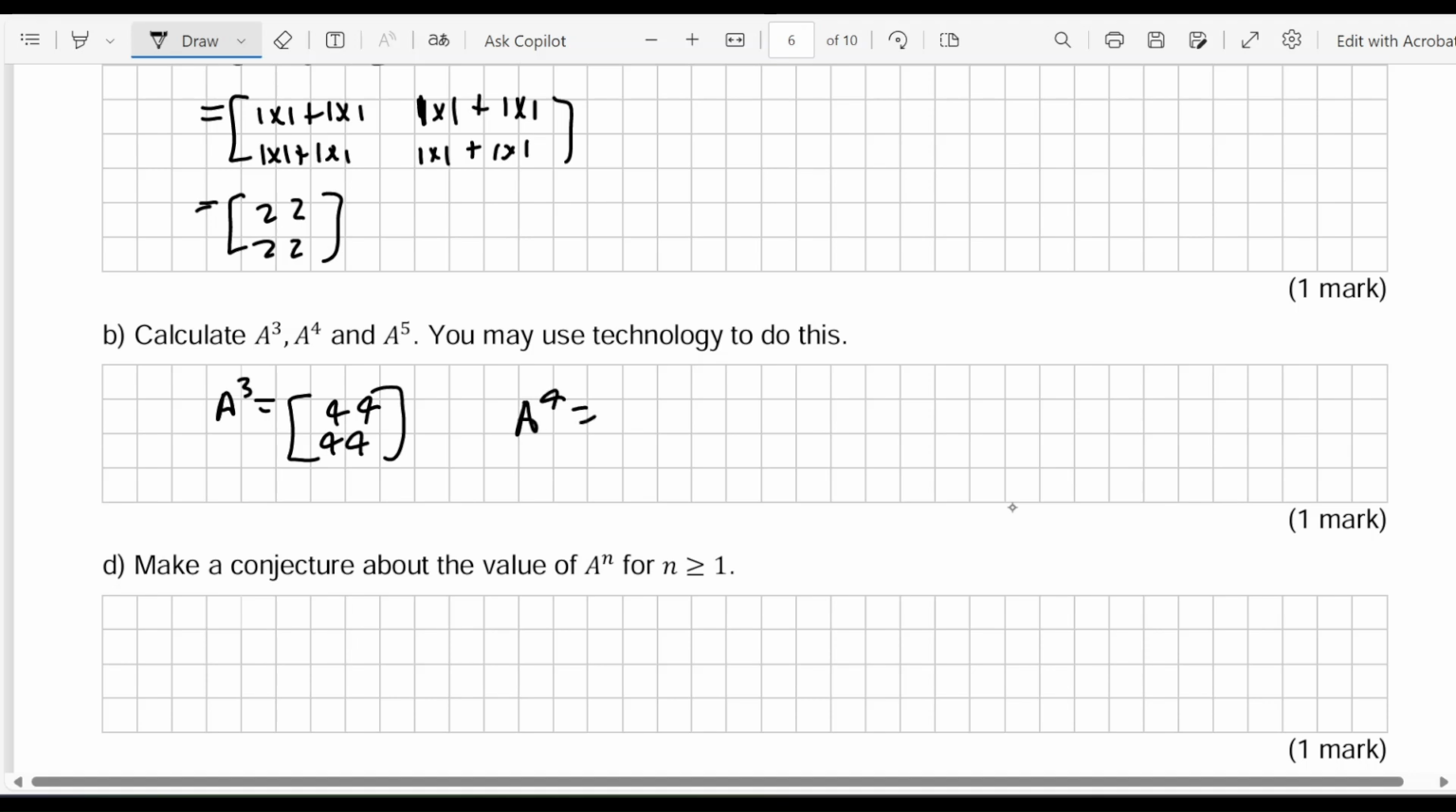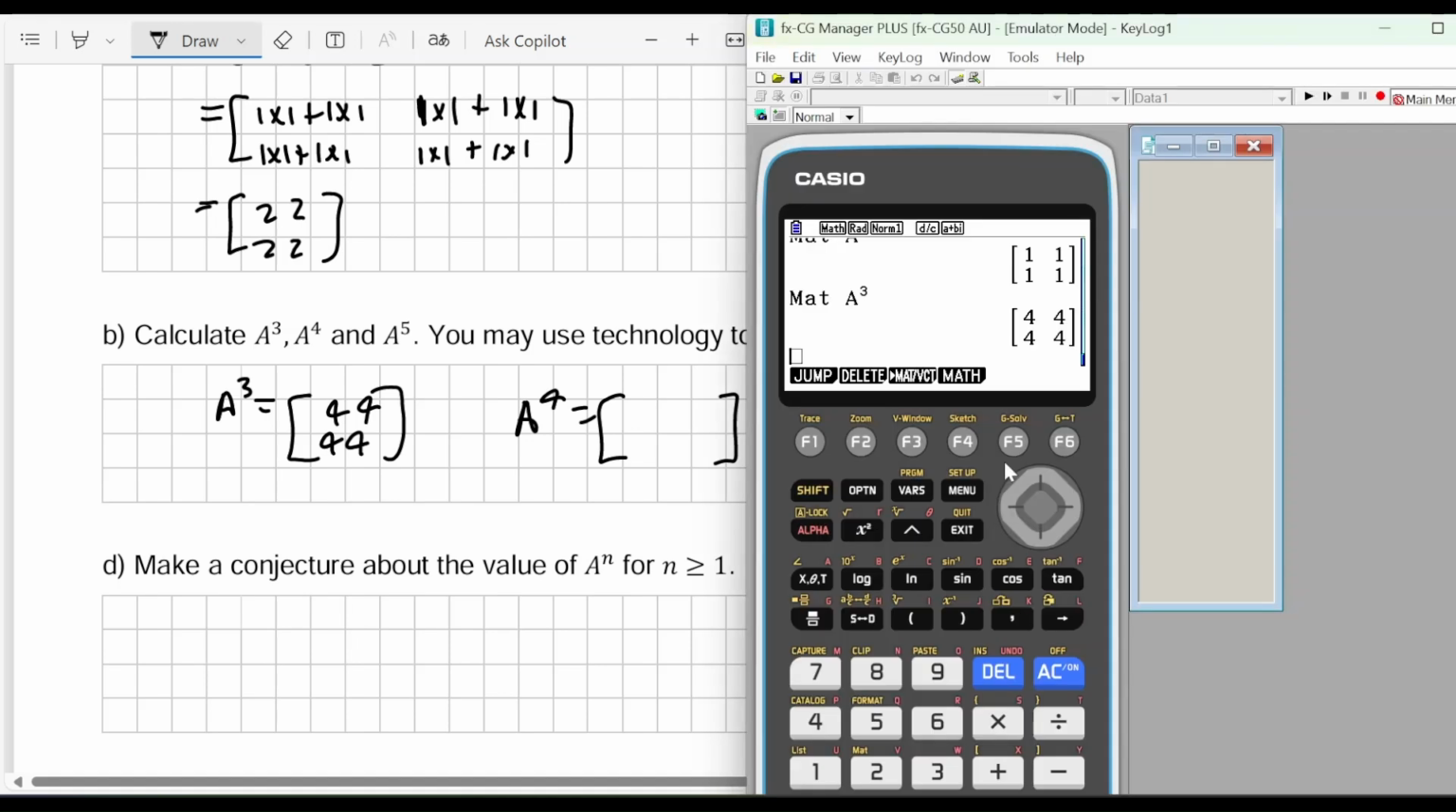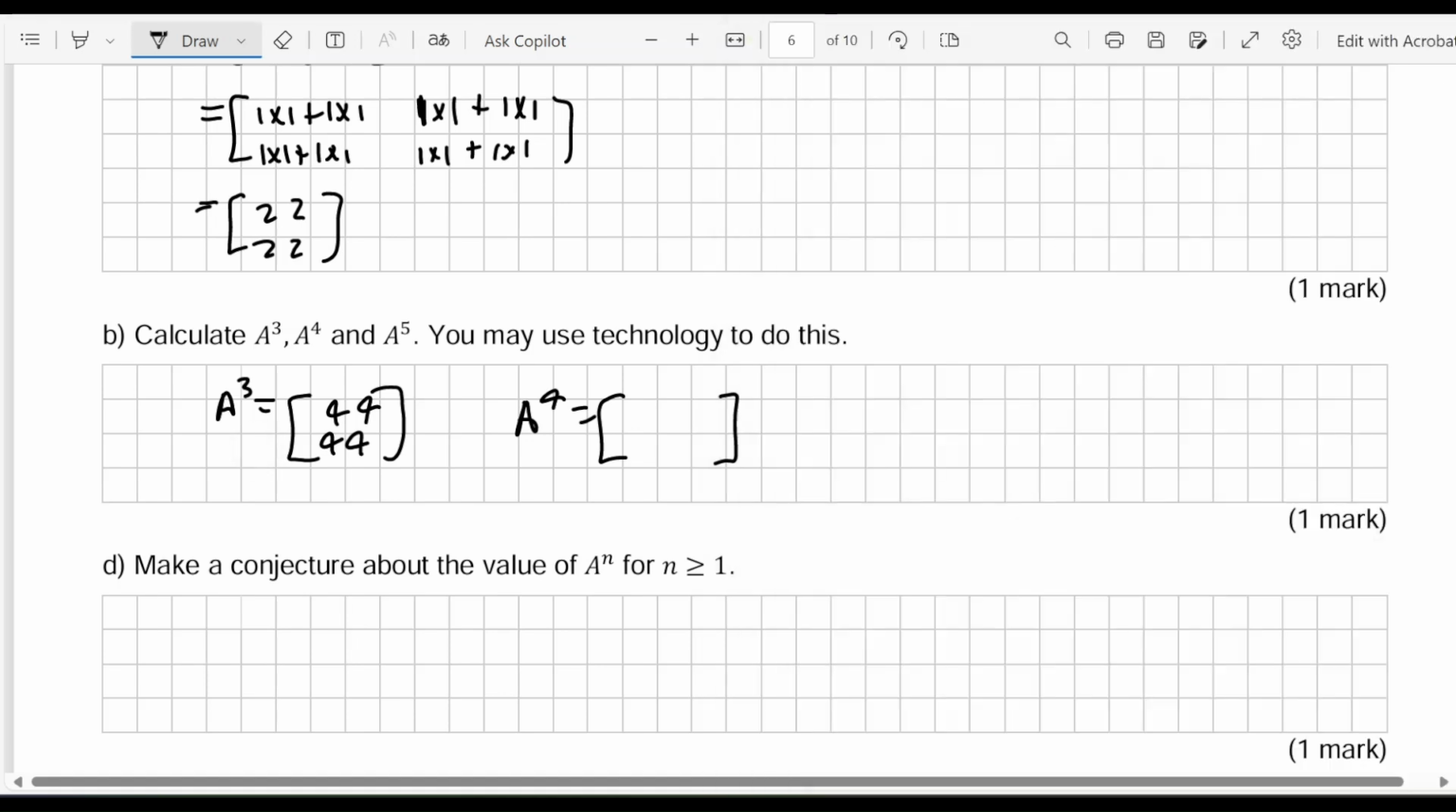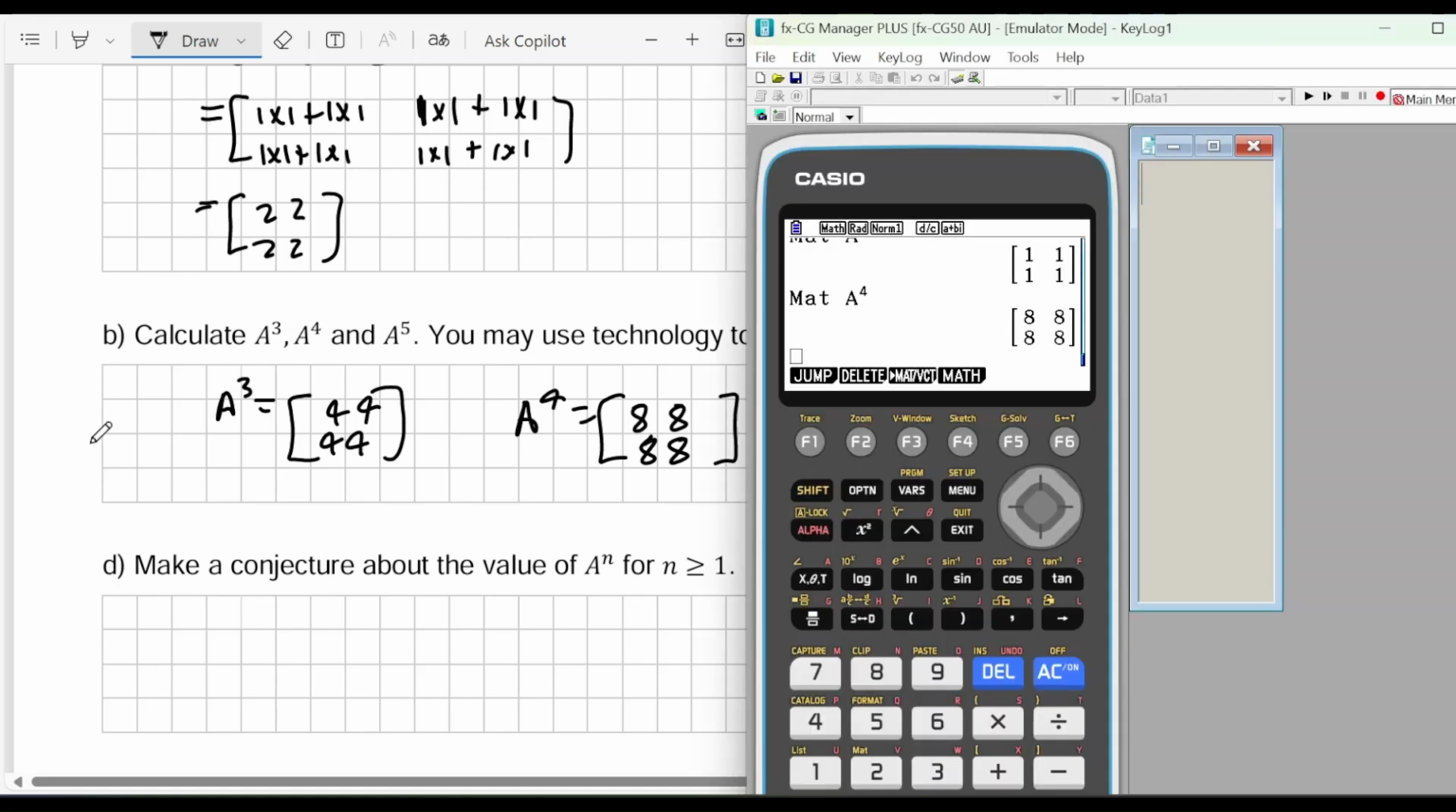A to the 4 is, I'm assuming 8, 8, 8, 8, but let's check. It is. And A to the 5 is, I'm going to hope, a whole bunch of 16s. Yes, it is.